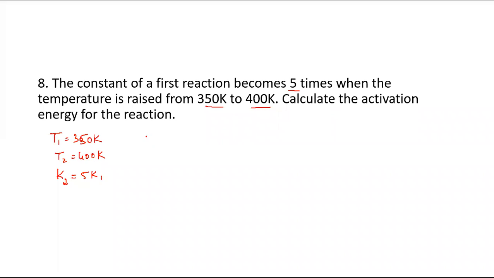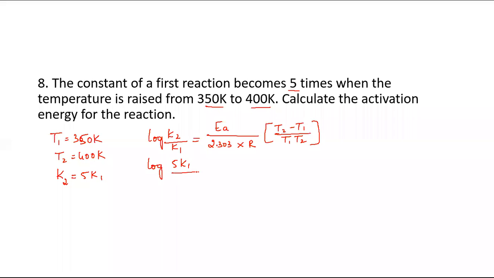Let us substitute this. Log K2 by K1. Every time you have to write the formula and you have to substitute the values along with the units. This is very important, students. And you have to write the data into R, T2 minus T1 divided by T1 into T2. Now, what is K2? That is 5 into K1. K1 is K1 itself. ಅದೆಷ್ಟು ಅಂತ ನಮಗೆ ಗೊತ್ತಿಲ್ಲ ಅಲ್ವಾ? ಇದು ಮಾತ್ರ ಅದರ 5 ಪಟ್ಟಿದೆ ಅಂತ ಗೊತ್ತು. ಬಟ್ ಇದು ಎಷ್ಟು ಅಂತ ಗೊತ್ತಿಲ್ಲ. K1 ಅಂತಾನೆ ಇಟ್ಕೊಳ್ಳೋಣ. EA divided by, this is directly you can write.